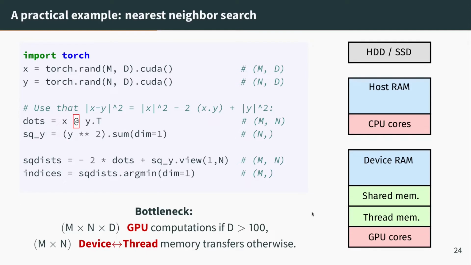So now, what is the bottleneck? Yes? Can you explain why the dot product is much more efficient than computing the pairwise distances? Yes. Okay, I'm going to show you a diagram in the next slide, but it's a good question.